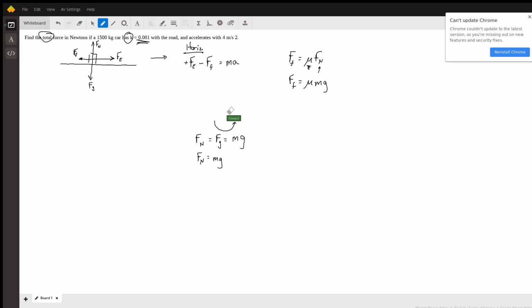Make some room for us here. So now plugging that in, we have the engine force minus friction, which is mu mg, equals ma. So the total force is the mass of the car times its acceleration plus the coefficient, that k value, times the mass of the car times the value of gravity, whatever it is you use. And that should give you your answer for the total force.